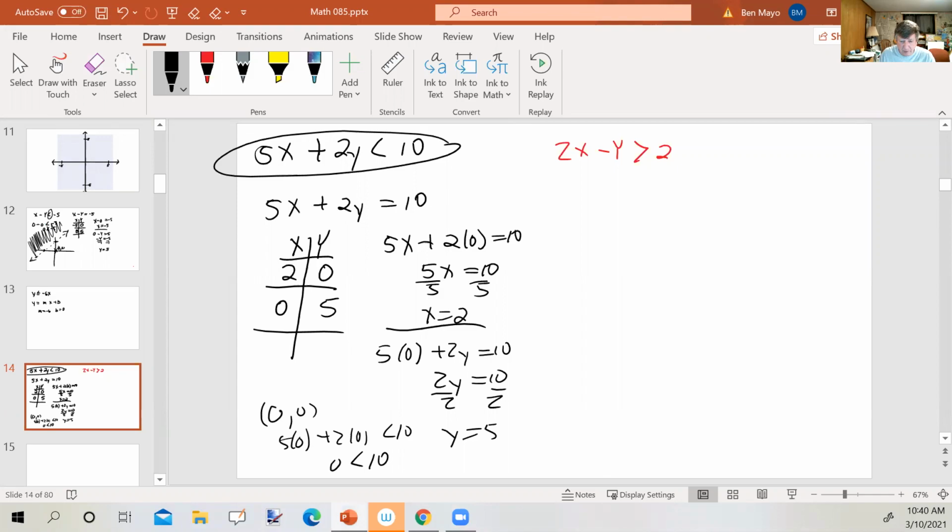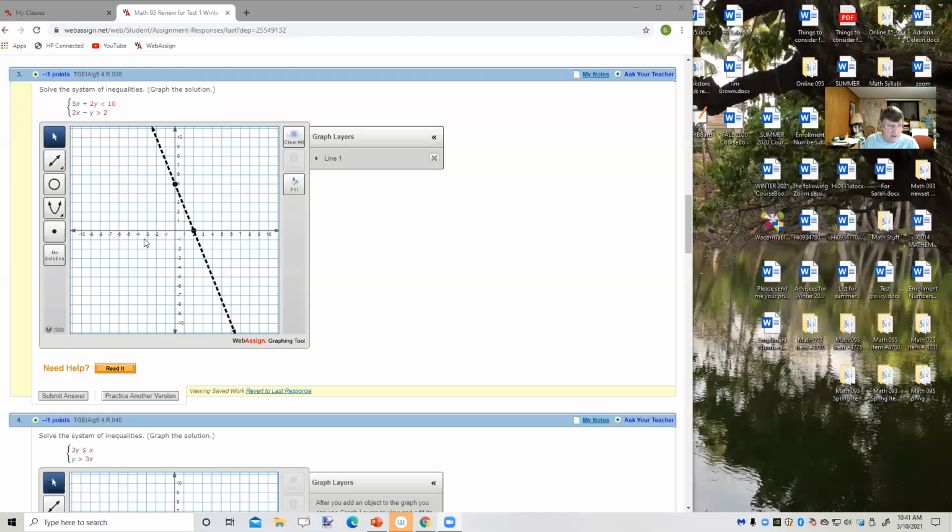So now, going back here, we're going to fill on that side. So there's the graph of 5x plus 2y less than 10. Now, let's go back to the whiteboard.